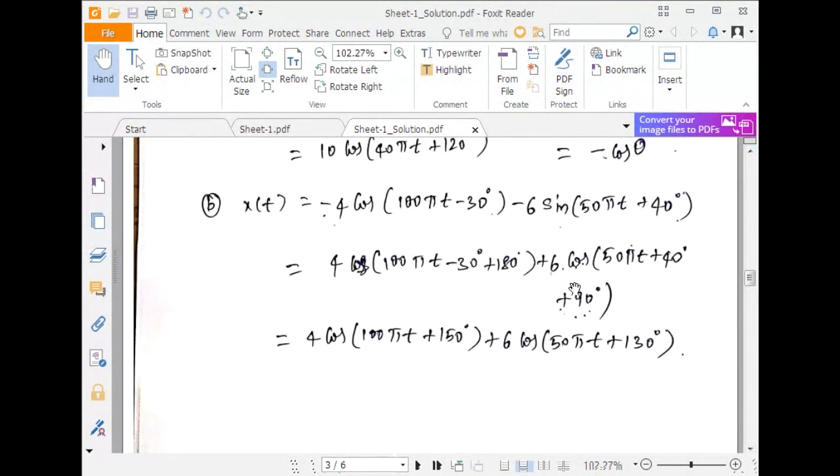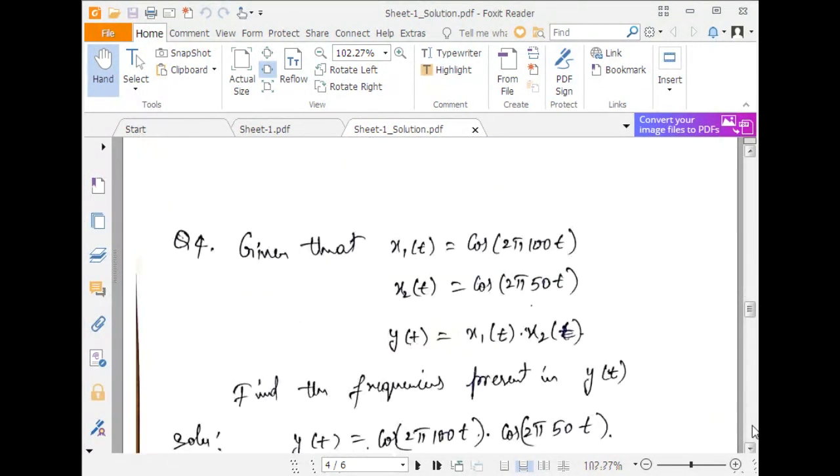Cos theta plus 90 equals minus sine theta. Theta will be this whole thing, 50 pi t plus 40 degrees. Okay, thank you.